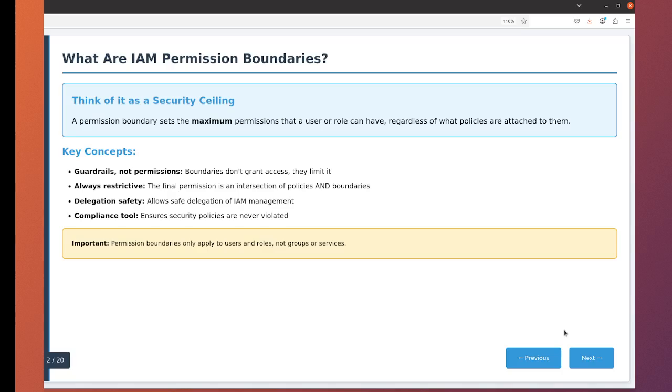No matter what permissions or policies are attached to a user or role, they can never exceed what is permitted by their permission boundary. It's AWS's way of saying you can have these permissions, but never more than this ceiling. This is crucial for organizations because it allows you to delegate permission management while ensuring security guardrails are never violated.